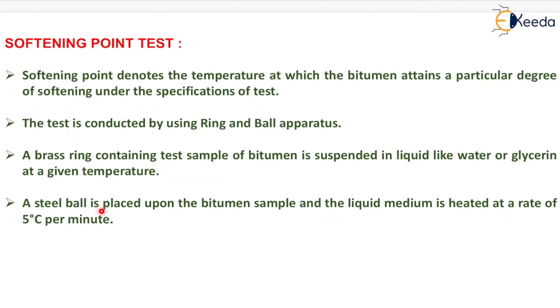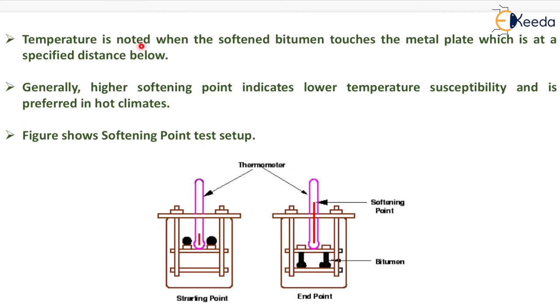A steel ball is placed upon the bitumen sample and the liquid medium is heated at a rate of 5 degrees Celsius per minute. Temperature is noted when the softened bitumen touches the metal plate which is at a specified distance below. Generally, higher softening points indicate lower temperature susceptibility and are preferred in hot climates. Figure shows softening point test setup just like this.